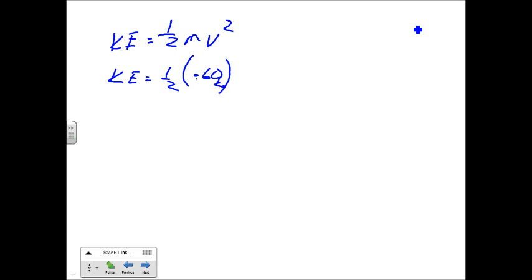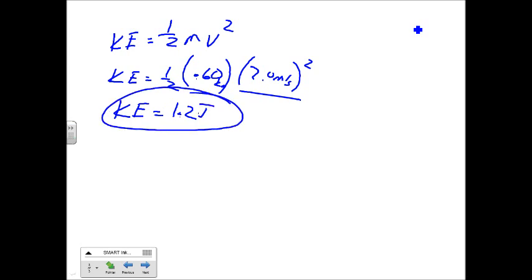The velocity was 2, so I'm going to square my 2. You don't really need a calculator for this. This is going to be 4 when we square it. Times 1/2 is going to give us 2. And 2 times 0.6 is going to be 1.2. It's going to be 1.2 joules, Newton meters, or joules. That's part A.